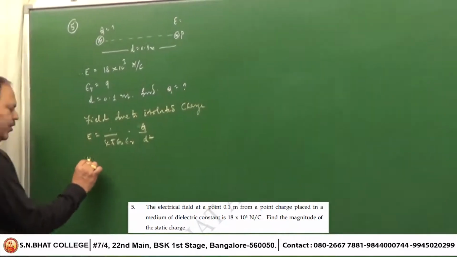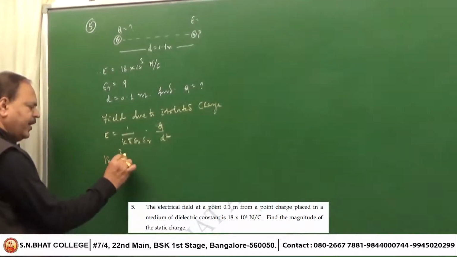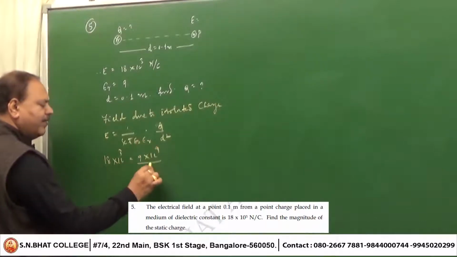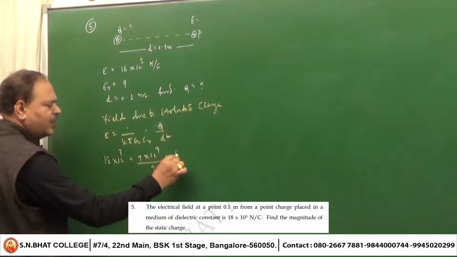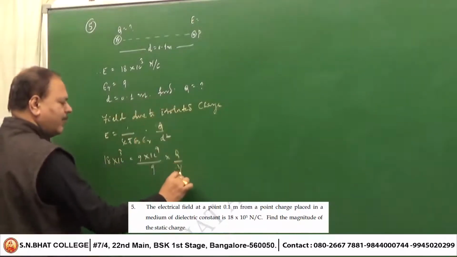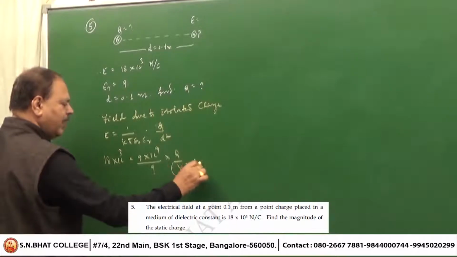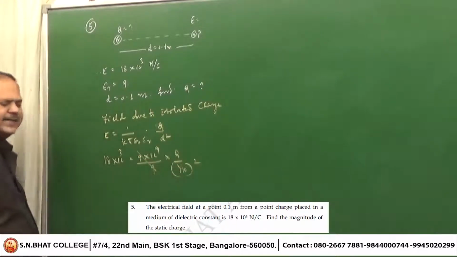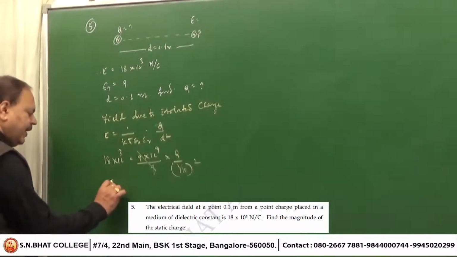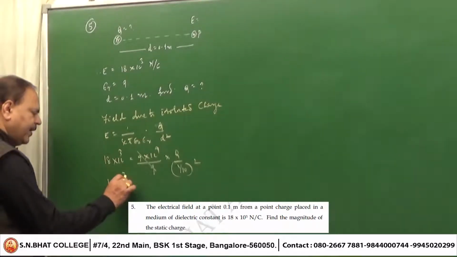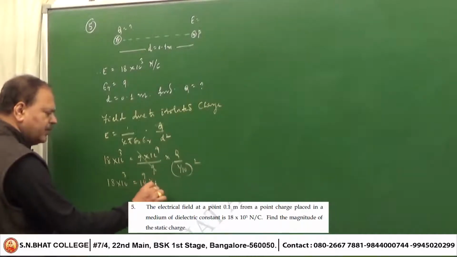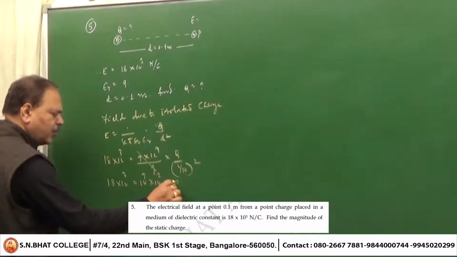This value is equal to 18 into 10 to the power of 3. This value is equal to 9 into 10 to the power of 9. Your dielectric constant is 9. Q is not known. Your d is equal to 0.1, you can write it as 1 by 10 whole square. This 9 and 9 get cancelled. Now what you are left with is 18 into 10 to the power of 3 is equal to 10 to the power of 9, these two zeros will come here, and it is equal to Q.